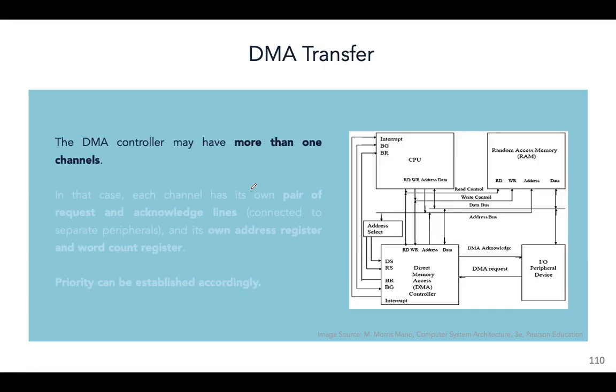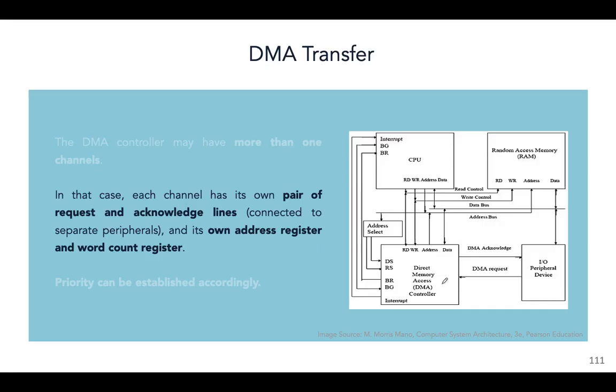Now, a DMA controller may have more than one channel, right? So in this diagram, for the sake of simplicity, we were considering a single peripheral device. But this DMA controller is actually connected to all the peripheral devices that are connected to the system, right? So it usually has more than one channel, because at a given time your system typically has more than one peripheral device attached to it.